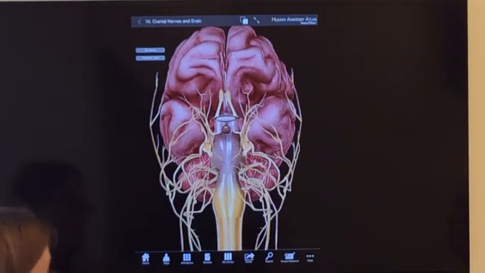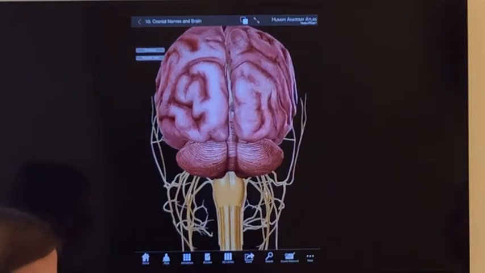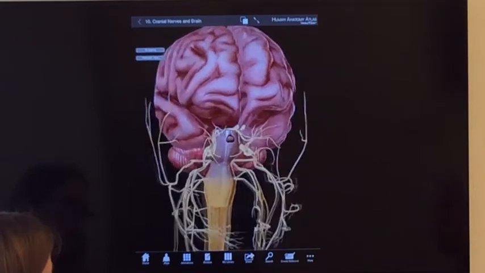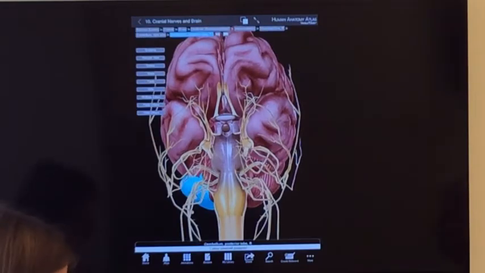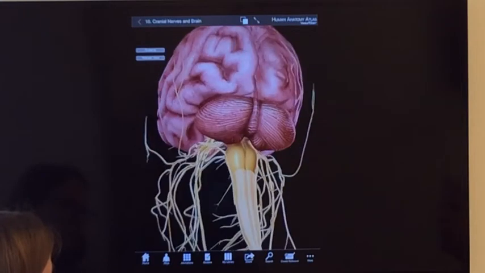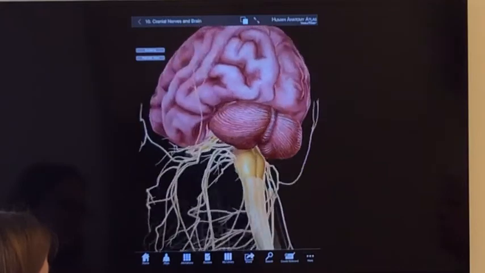So this one I picked the cranial nerves and brain. As you can see, it's 3D. So you can pick out parts of the brain and actually move to it instead of showing them the old PowerPoint this way and pointing to this area of the brain. You can actually go around to it so they get a better visual effect.